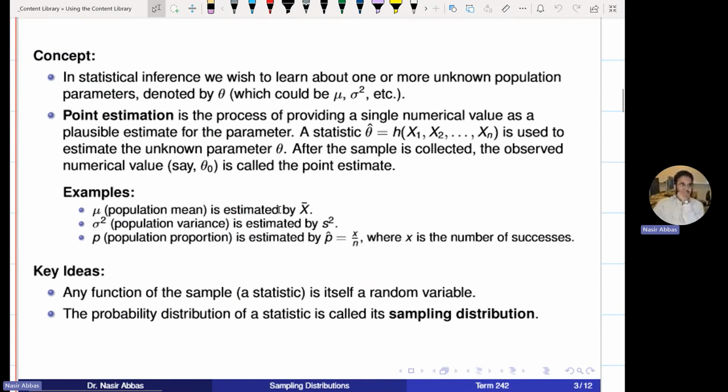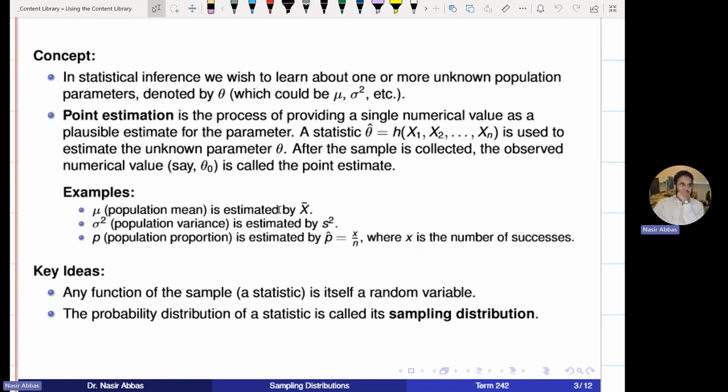So before I move into this chapter, what we are going to do from here onwards is talk more about estimation. How do we estimate an unknown quantity from the population? Suppose that in statistical inference, we wish to learn about one or more than one, in this course probably one, not more than one. We wish to learn about the unknown population parameter.